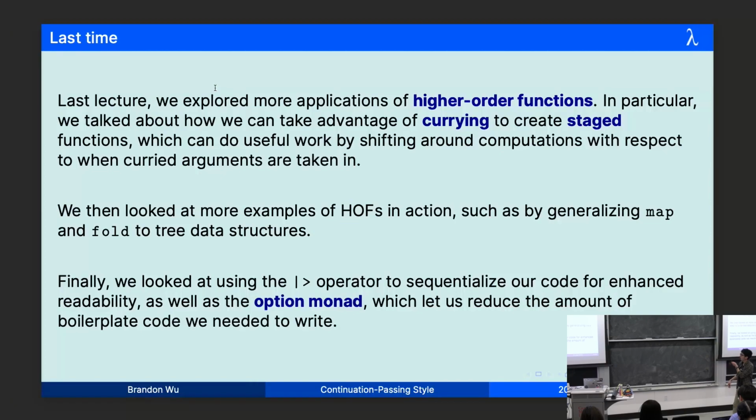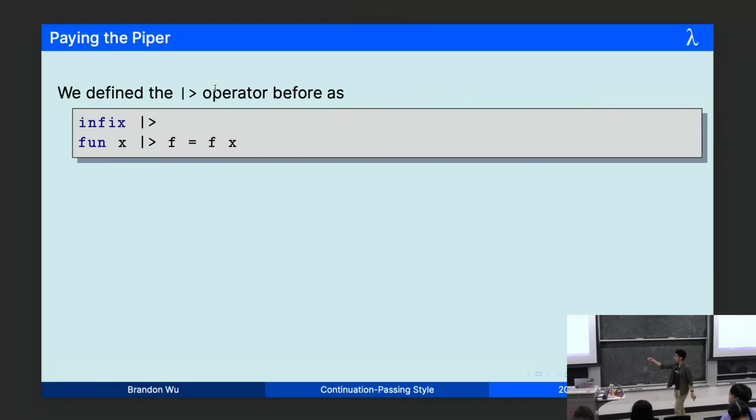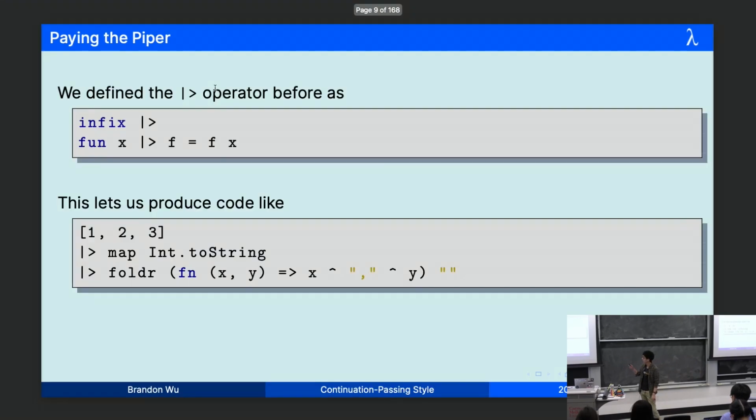We're going to be talking about another way we can do that. So here's the idea. We defined pipe last lecture as such, and this lets us produce code like this. I take the list 1, 2, 3, I pipe it into map int.toString, which means I apply map int.toString to this list. So I get the list string 1, string 2, string 3. Then I pipe that into fold r.